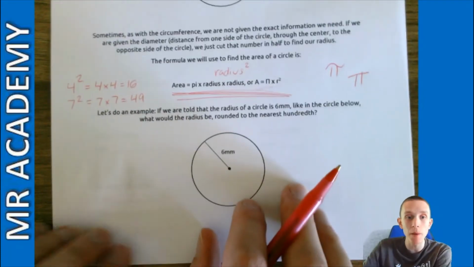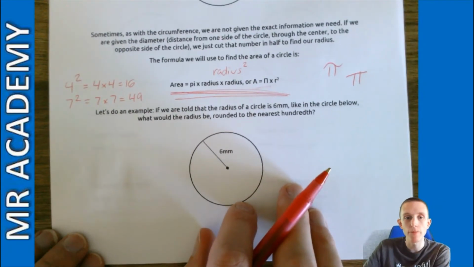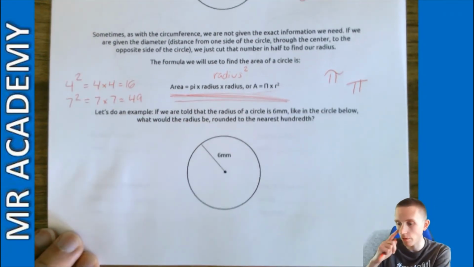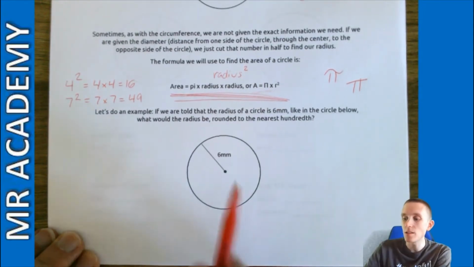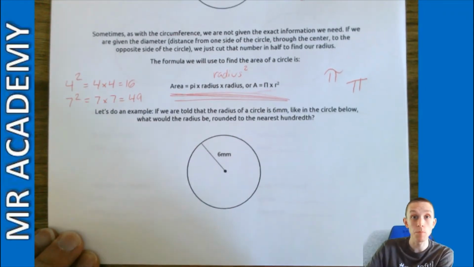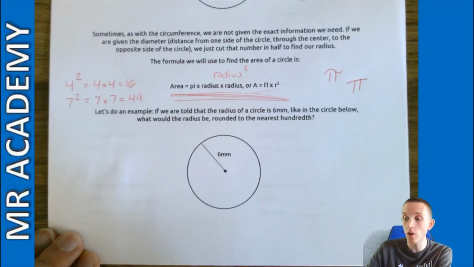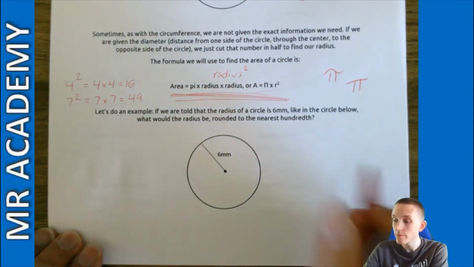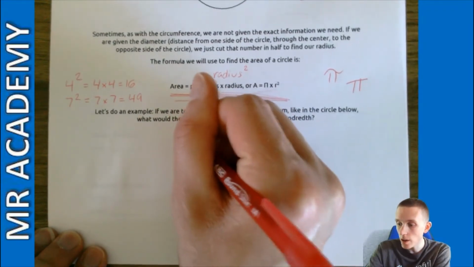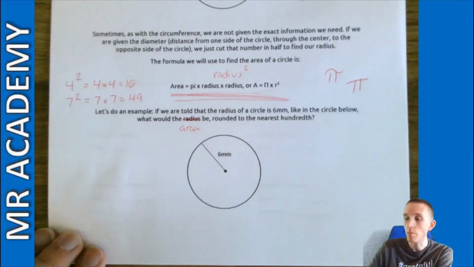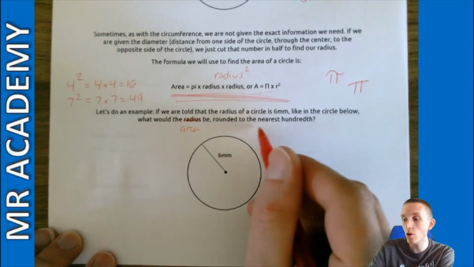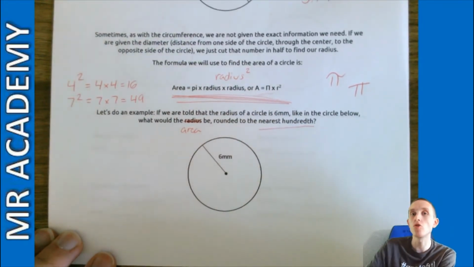We're going to keep that in mind as we work through our first practice problem right here. This is our first example. If they tell us that our radius is 6 millimeters, just like in this circle, we want to know what the area would be. And this time we are going to round to the nearest hundredth if we need to.